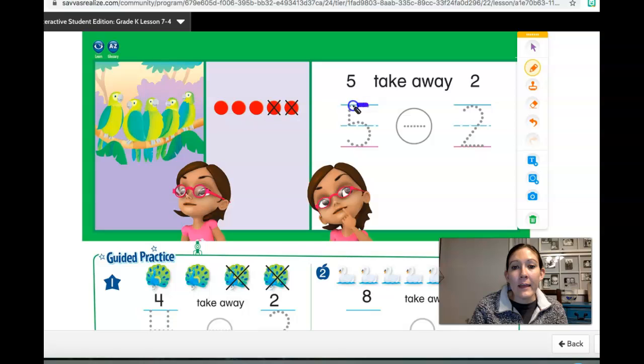And we can write that like this. 5. And see here where it says take away? Where it says take away, we can use the minus sign. We took away 2. 5 take away 2 is the same as writing 5 minus 2. The minus sign is really easy to write. In the middle, it's just a straight line across, and it's kind of small.